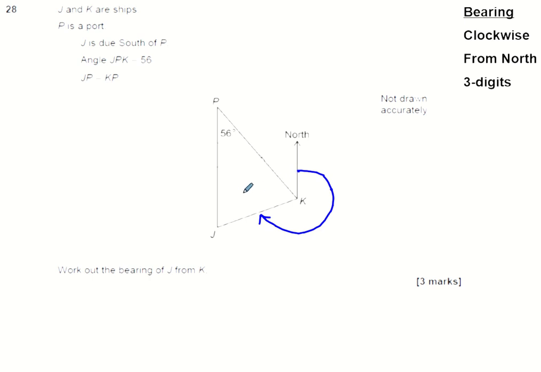So first of all, JPK. Since the distance of J to P and P to K are the same, this is going to be an isosceles triangle with an angle of 56 degrees given, which means that these two angles at the bottom are going to be the same as each other. Angles in a triangle have to add up to give 180. So 180 minus the 56 is 124.